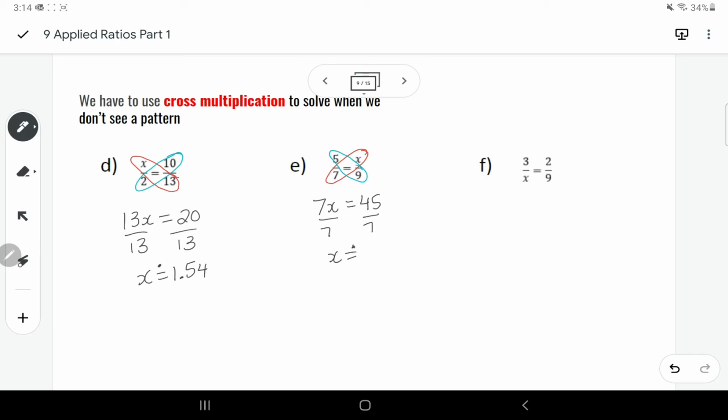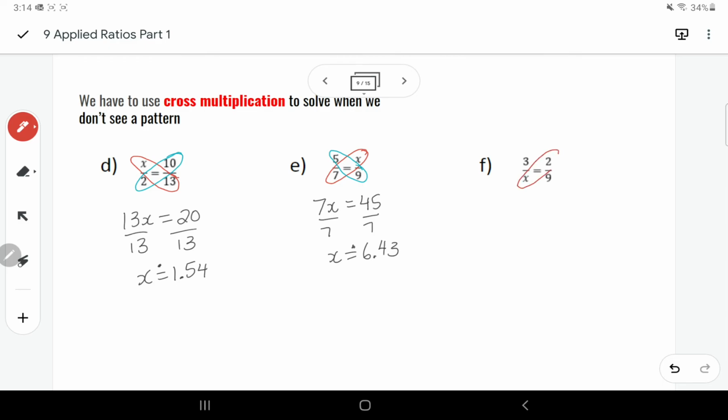And you'll notice that lots of these are going to end up being decimals. If you can't see a pattern, it's probably because it's a decimal answer. And that one is about 6.43. And that's rounded off. Make sure you're rounding properly to 2 decimal places.